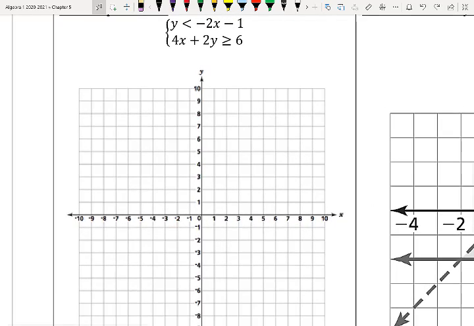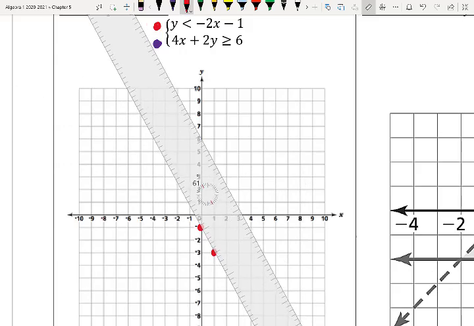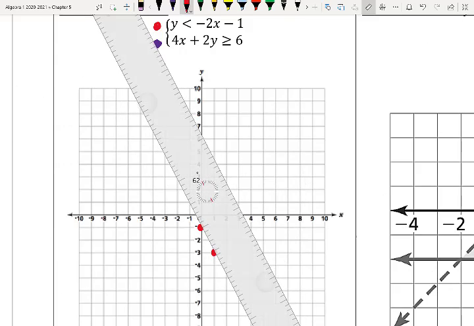For box 3, our top inequality, I'm going to do in red. Our bottom in blue. So my top one in red, y is less than or equal to negative 2x minus 1. So negative 1 is my y-intercept. Since my slope is negative 2, I go down 1, 2, right 1. Go ahead and grab my ruler. Line up my graph. It is just less than, so it should be a dotted line.